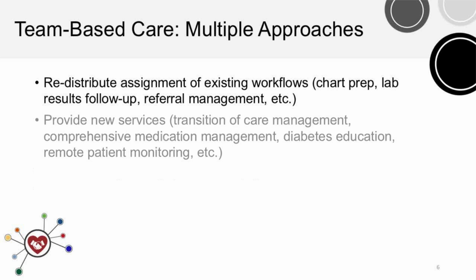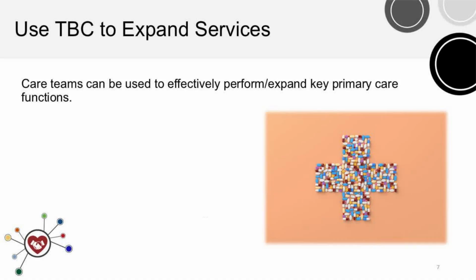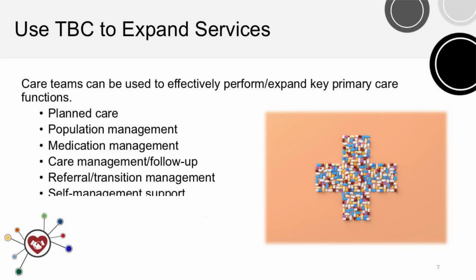Team-based care is not one specific thing or model. For example, it might be used to expand the services we are already offering or to assign different responsibilities to staff. It can be used to provide new care delivery services in our practice or to focus on a specific gap in care. We might also use it to focus on prevention services, addressing health-related social needs, or other whole-person care. Teams can be used to effectively perform these key primary care functions that might sometimes get missed or deprioritized under the stress of busy workloads, staffing changes, or shortages.